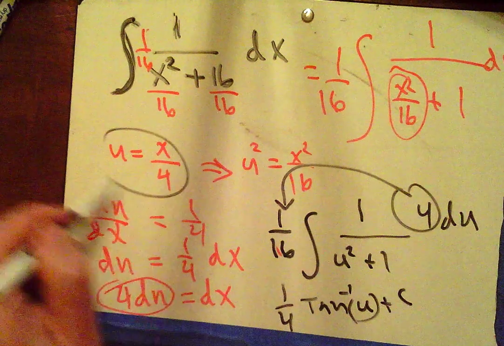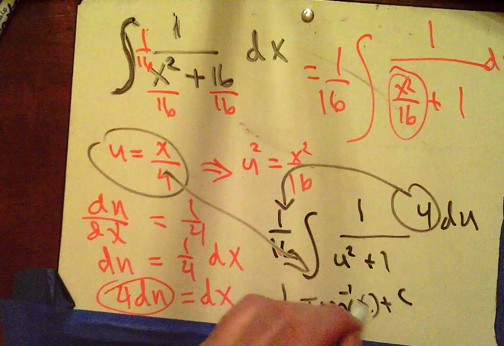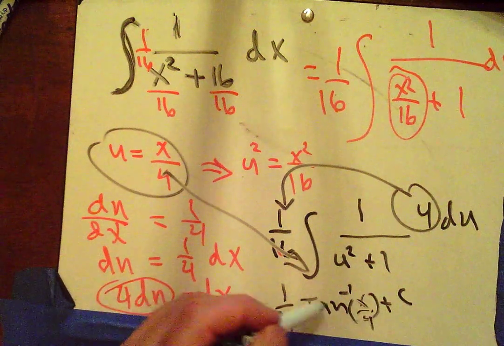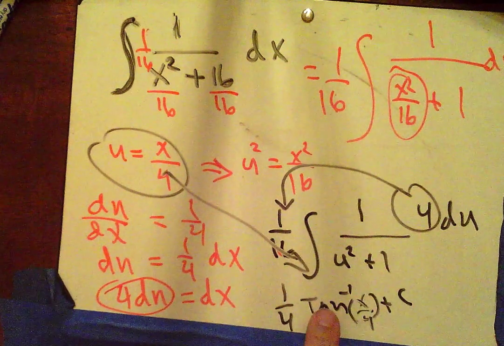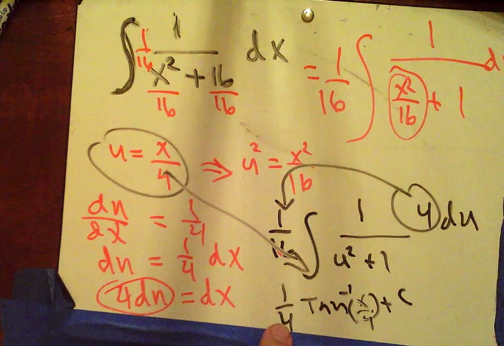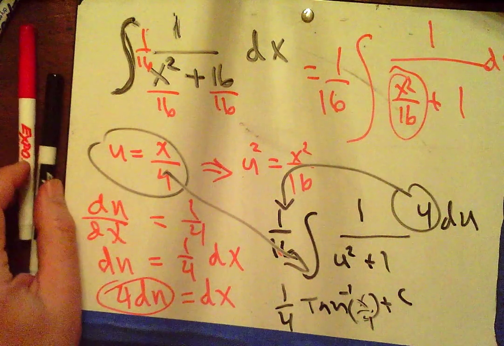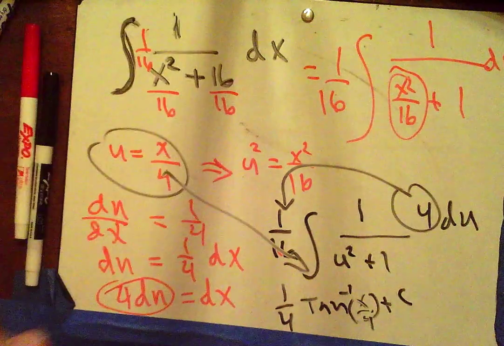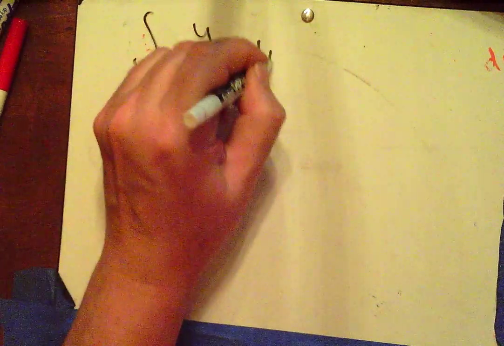Don't forget to back sub your u in. So we really want to see that 1/4 tangent inverse x over 4 plus c. That 4 is inside the inverse tangent. That 4 is not. Okay. So let's do some more. How about this one? Integral y over y squared plus 25 dy.